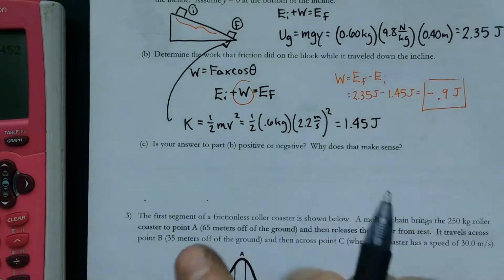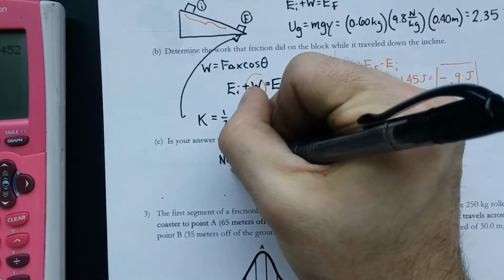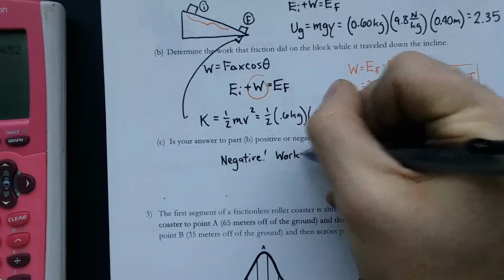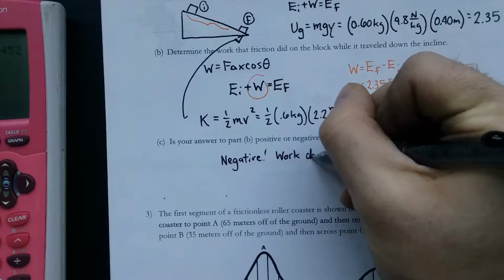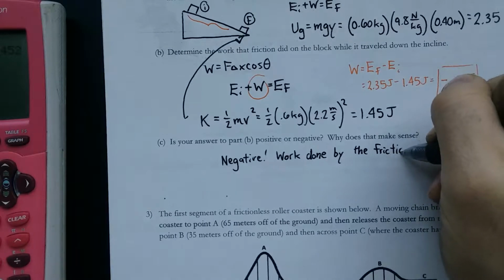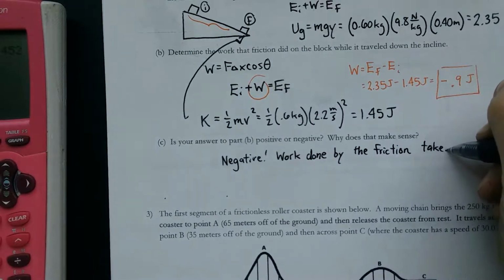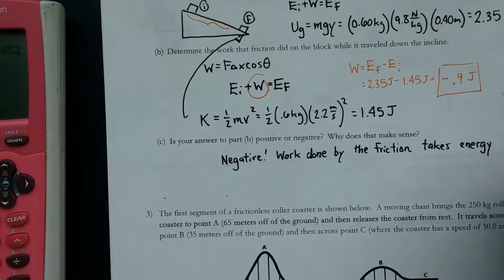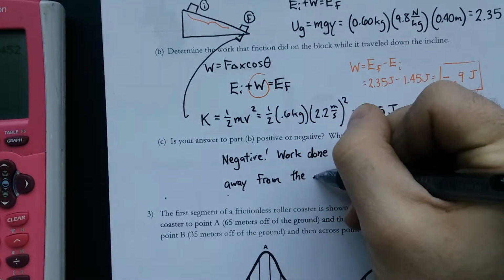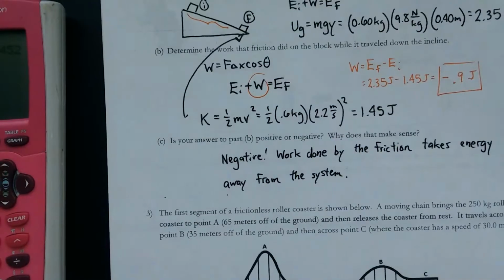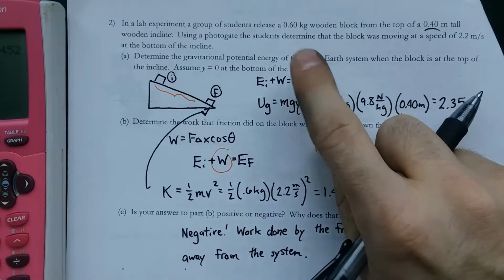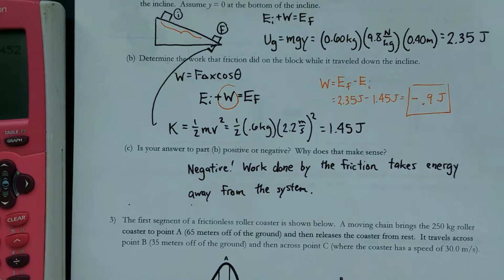And then, is it positive or negative? It's negative. That makes sense because work done by the friction takes energy away from the system. And that energy doesn't get destroyed, it just transfers into heat energy, but the surface where a lot of the heat is, is not part of our system, so we can't include it as a type of energy.